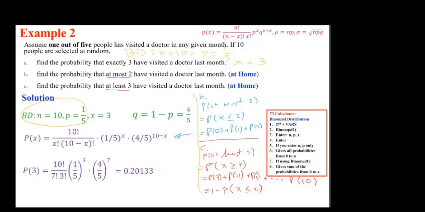So you really have to do subtraction. In other words, 1 minus part B. So all you have to do is calculate part B, and C is 1 minus that. By definition of at least and at most, you should be able to calculate this. So let's go to the next example.